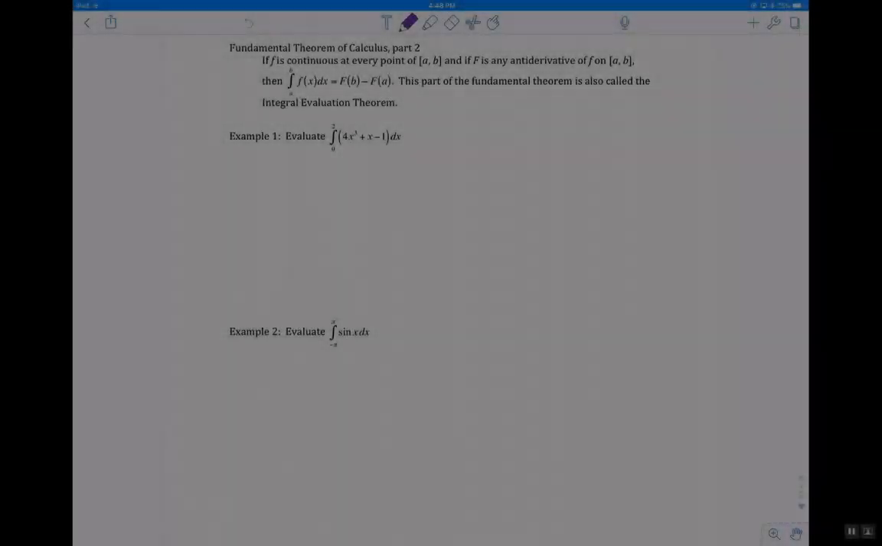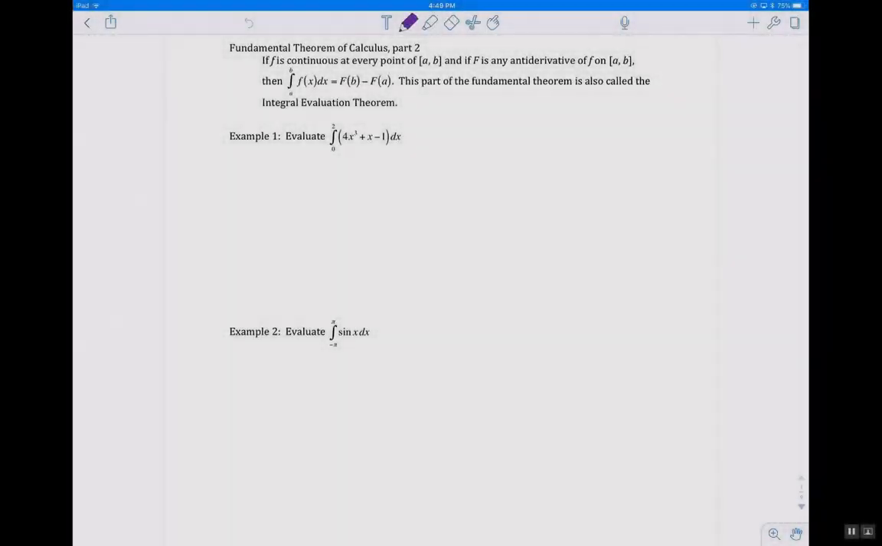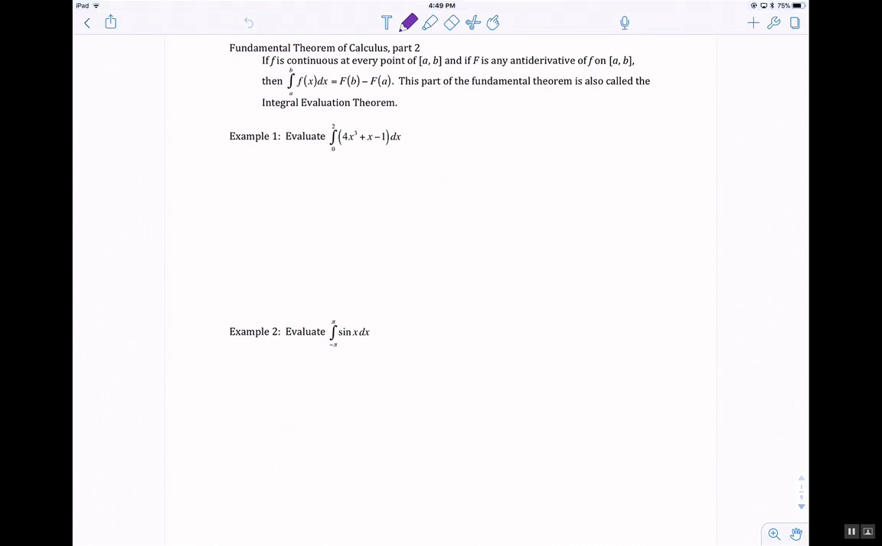Okay, so let's go ahead and take a look at your next lesson. Your next lesson is all about antiderivatives. So let's take a look at the fundamental theorem of calculus part 2. It's pretty obvious. When you take the antiderivative, you take the top boundary minus when you plug in the bottom boundary. So I'm going to first take the antiderivative.